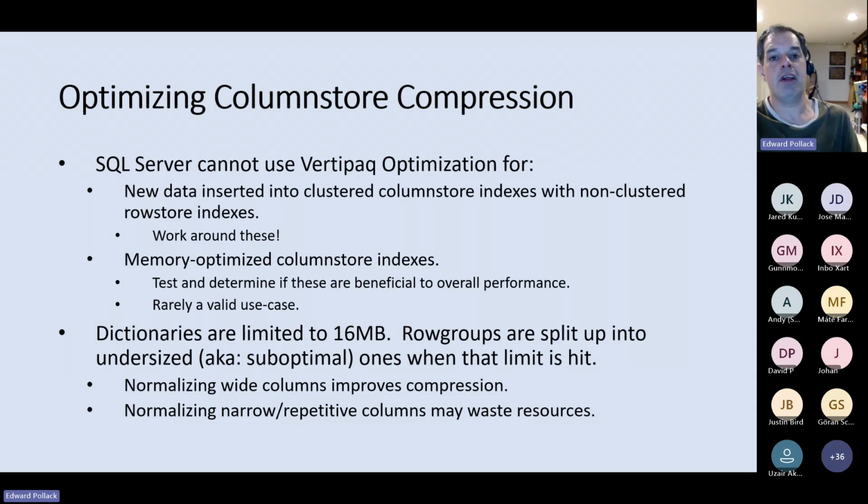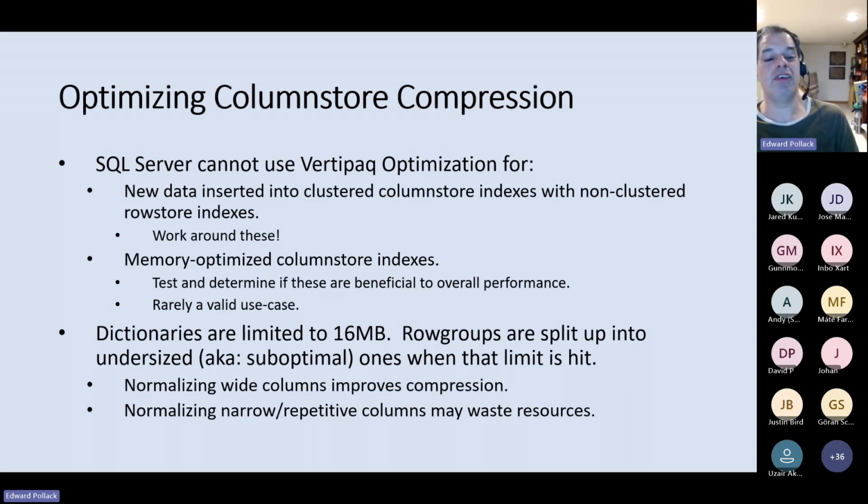So what does this mean for you? There are some important things you can keep note of. First of all, VertiPaq optimization cannot be used everywhere. If you trickle data into a clustered column store that has non-clustered row stores, it won't get VertiPaq optimized. Therefore, you have to rebuild it later, recreate your index, drop the non-clusters. You've got to work around them. If you have memory optimized column store, I'm not really sure why you do, but if you do, it doesn't get optimized. Keep that in mind. It's a rare use case, but just in case.